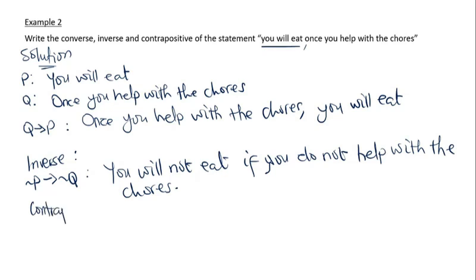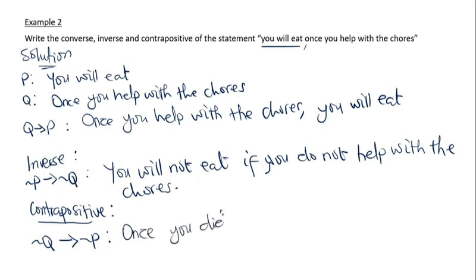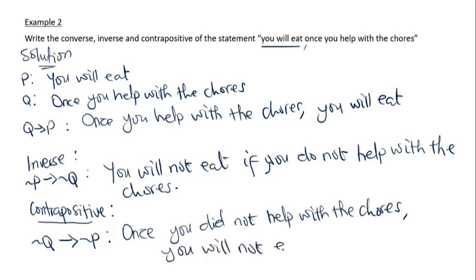Now the contrapositive of this statement is the negation of the converse, which is negation of Q implies negation of P, and that will be, once you did not help with the chores, you will not eat. That is, we are bringing the negation of Q first before the negation of P. So that will be, once you did not help with the chores, you will not eat. So this is how we write the converse, inverse, and contrapositive of a statement.